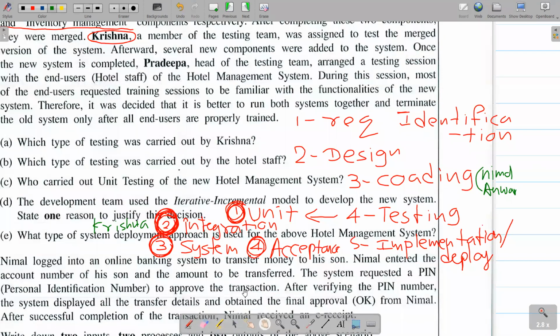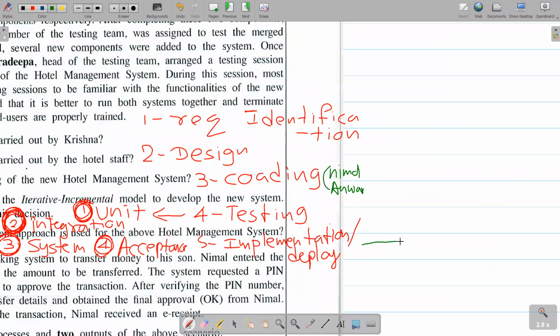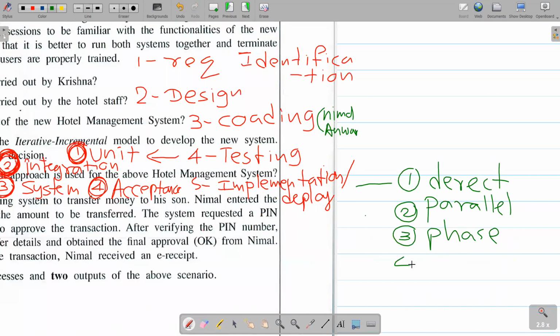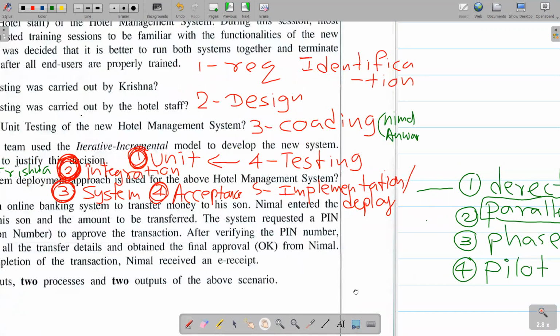So in implementation, we are given four categories, which are the direct implementation or direct deployment, and the parallel. Third one is the phased. Fourth one is the pilot. Right. So the way that Pradeep has proposed, according to the end user requirement, is the parallel implementation. The old system and the new system go together, and after a certain time, the old system will be taken out.